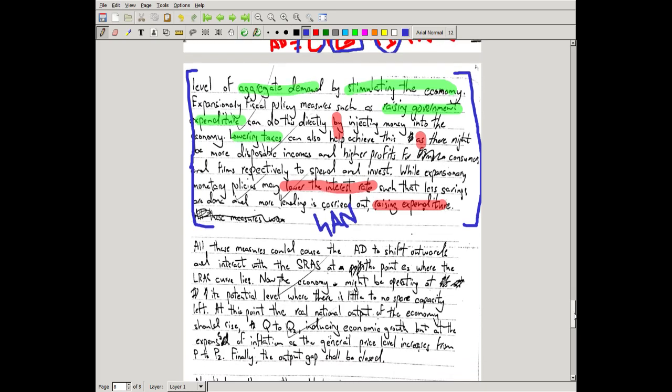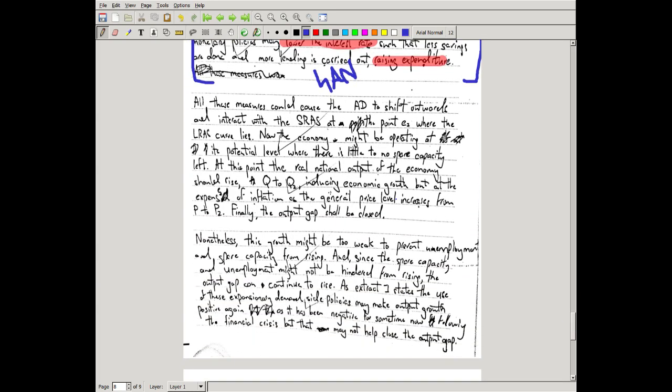Okay, let's move on to my next paragraph. Again, I'm incorporating the diagram, starting from here, because I'm mentioning how the curve will be shifted right, causing aggregate demand to shift outwards and interact with the short-run aggregate supply at point E1, where the long-run aggregate supply curve lies.